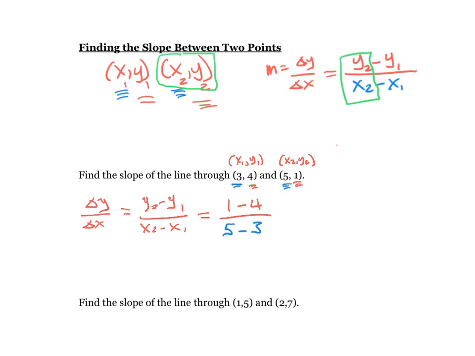Okay, so notice the 1 and the 5 come from the second point, the 4 and the 3 come from the first, and we always subtract. Okay, so now I do the numerator first. 1 minus 4 is negative 3. So here's where you have to be good at adding and subtracting integers. That's why we practiced it for so long. And then 5 minus 3 is 2. So my slope is negative 3 over 2.